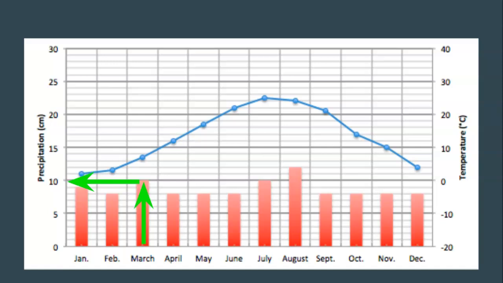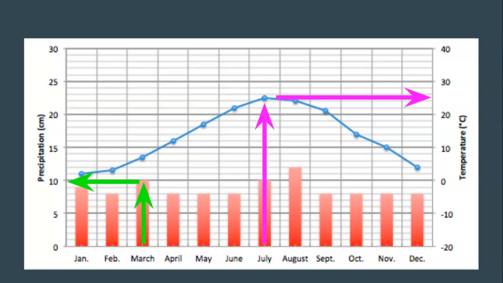What if I wanted to know the temperature in July? Well, same thing. I would go up from July until I got to the line graph. Again, the line graph shows you the temperature. And just like reading a temperature line graph, I would hit the line and then read across to the temperature y-axis. Now, one thing to be very careful of here is that the temperature axis is going to be skip counting by twos. So the temperature in July is not 22.5.